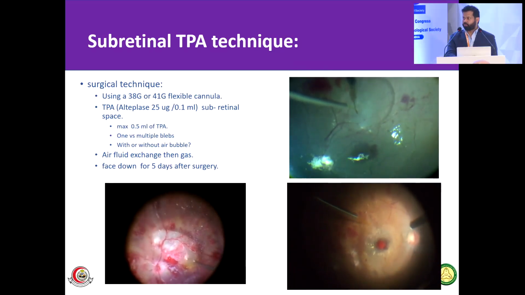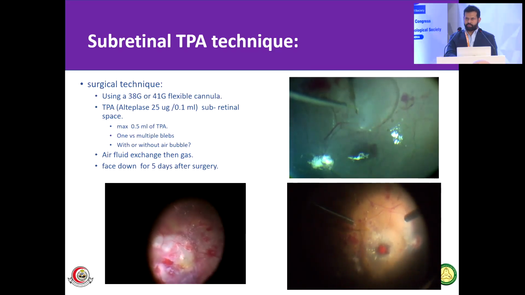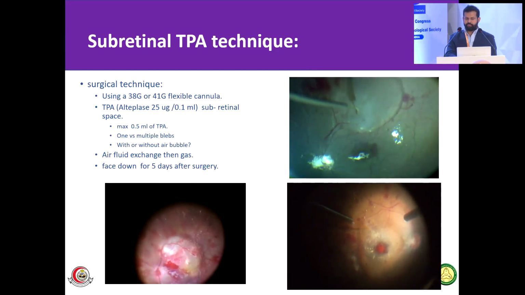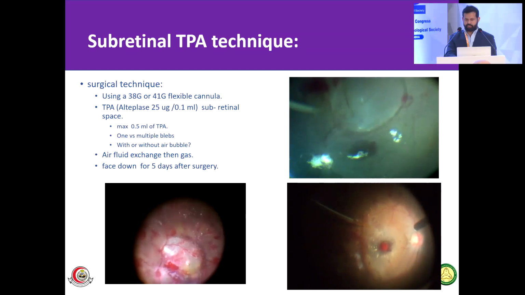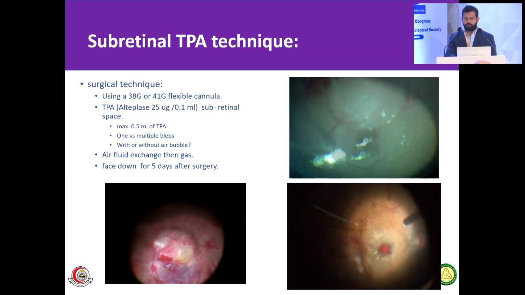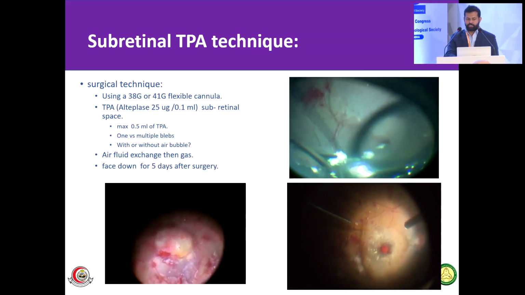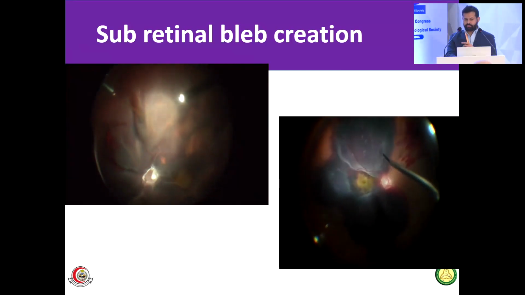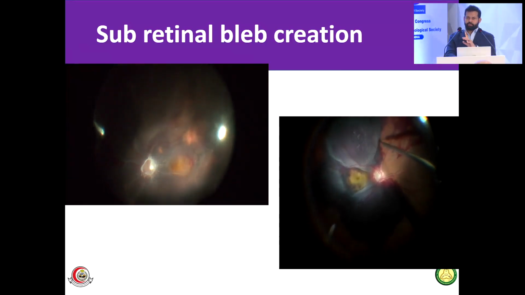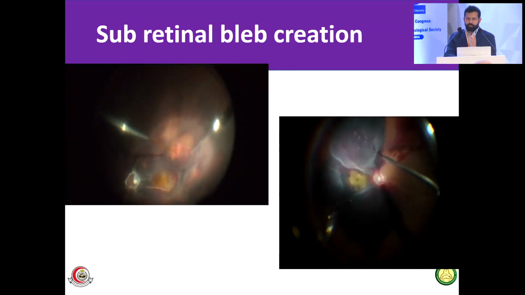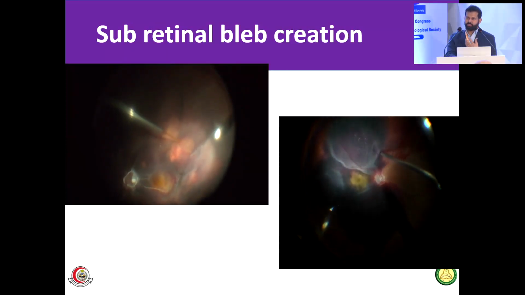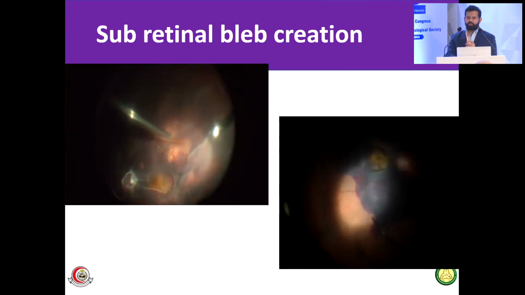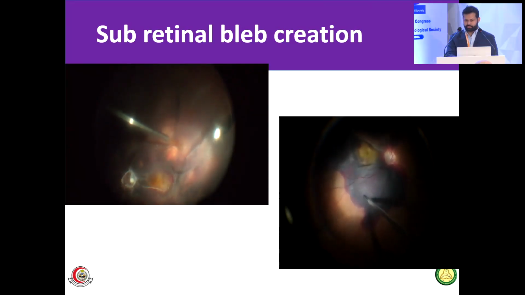How much you inject, I usually prefer not to inject more than 0.5 ml of TBA to avoid an iatrogenic macular hole. Then air fluid exchange and a bubble if we are going to do the subretinal TBA. Again, this is the surgery. It shows you how there is already a bleb with the blood elevating the retina, so it's somehow safe to go in the subretinal space. It does not require a steep learning curve.